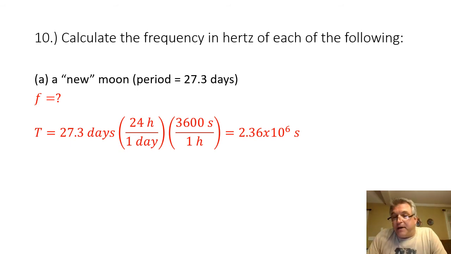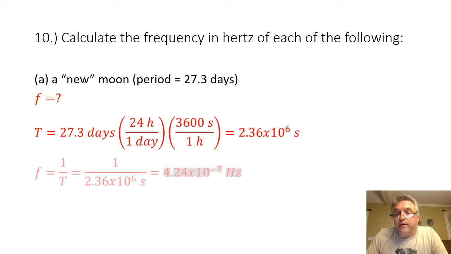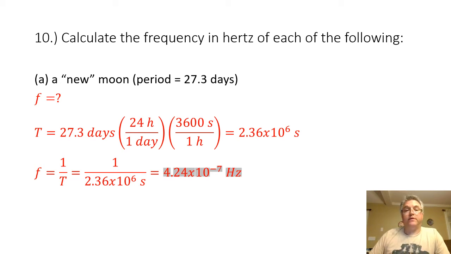When I do that math out, I'm going to have a period of 27.3 days, which is equal to 2.36 times 10 to the 6th seconds. So in order to find the frequency, I simply need to take the reciprocal of the period. So 1 divided by 2.36 times 10 to the 6th seconds is going to give me a frequency of 4.24 times 10 to the -7th hertz.